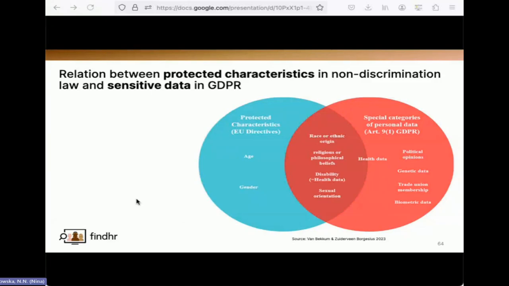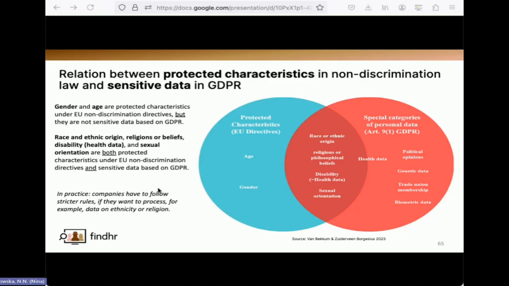If you look at the graph, age and gender are protected characteristics under non-discrimination directives, but they are not sensitive data based on GDPR. On the other hand, race or ethnic origin, religion, disability, and sexual orientation are both protected characteristics under non-discrimination law and sensitive data based on the GDPR. And what does it mean? What does this graph mean in practice? What is the implication of this division? It means that companies that want to detect discrimination have to follow stricter rules if they want to process, for example, data on ethnicity or religion, and less strict rules when processing data on gender and age.